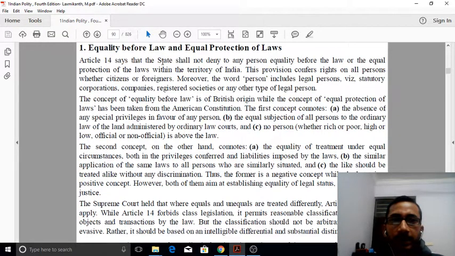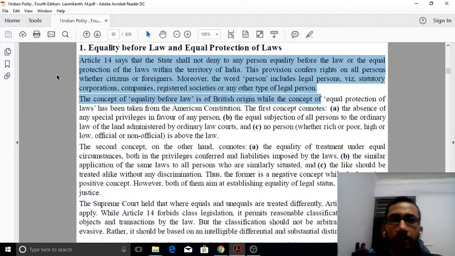Article 14 says that the state shall not deny to any person equality before the law or the equal protection of laws within the territory of India. This provision confers rights on all persons, whether citizens or foreigners. Moreover, the word person includes legal persons, for example, statutory corporations, companies, registered societies, or any other type of legal person.